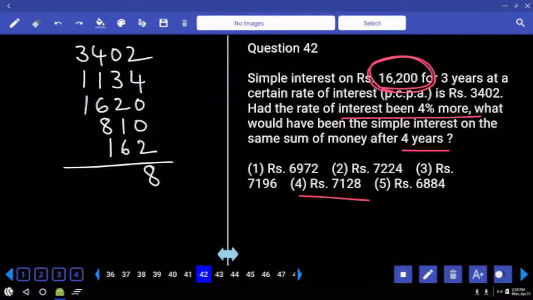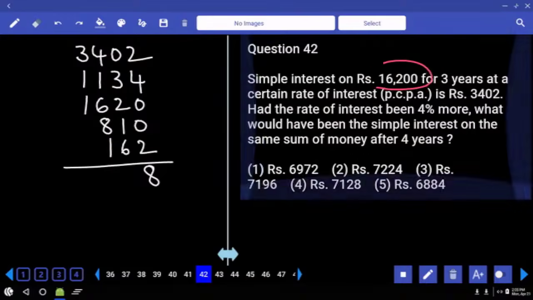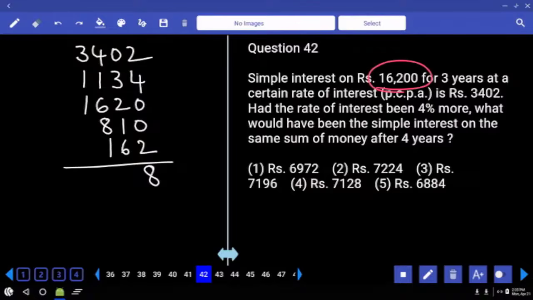I did something else. Your principal is 16,200. Is it a 9 multiple? Whatever rate of interest you calculate, the interest will be a 9 multiple. Be it for 1 year or 2 years or X number of years, the answer will be a 9 multiple. Look at your options. There is only one 9 multiple, that is the fourth option. Remaining are not 9 multiples.